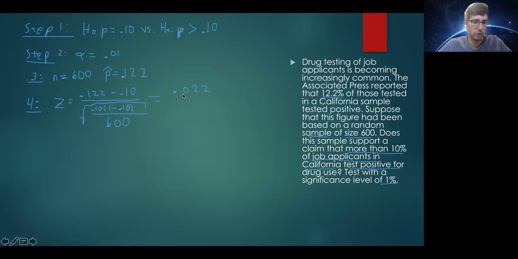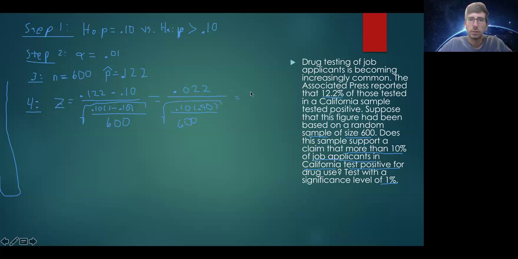If you take 0.122 minus 0.1, yep, 0.022. Okay. And then if we take 0.1, 1 minus 0.1 is 0.9, right? So 0.1 times 0.9 is 0.09. This is that 1 minus 0.1. Still have to divide it by 600 and take the square root.